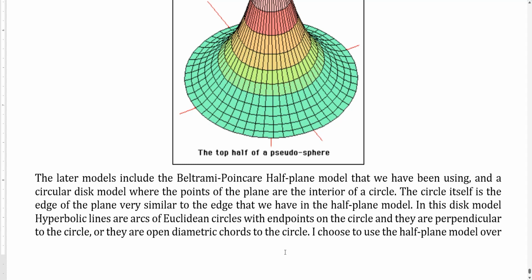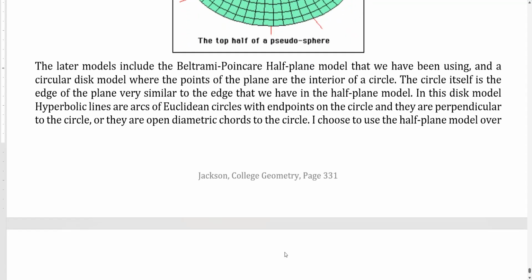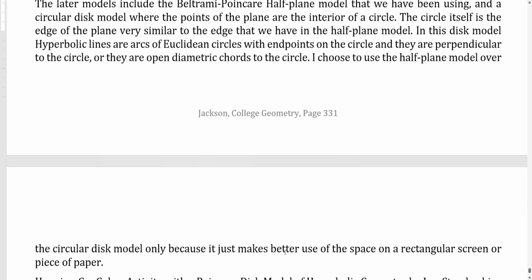Later models include the Beltrami-Poincaré half-plane model, that's the one we've been using, and a circular disk model. In the circular disk model, the points of the plane are the interior of the circle. The circle itself is the edge of the plane, very similar to the edge that we have on our half-plane model. And in this disk model, hyperbolic lines are arcs of Euclidean circles with endpoints on the circle, and they're perpendicular to the circle, or they are open diametric chords of the circle.